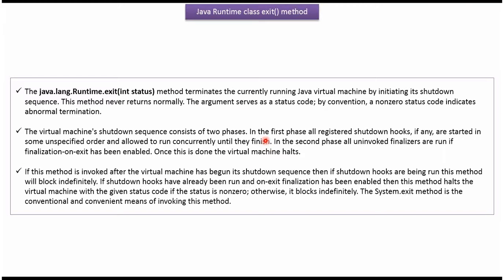The virtual machine's shutdown sequence consists of two phases. In the first phase, all registered shutdown hooks are started in unspecified order and allowed to run concurrently until they finish. In the second phase, all uninvoked finalizers are run if finalization on exit has been enabled. Once this is done, the virtual machine halts.